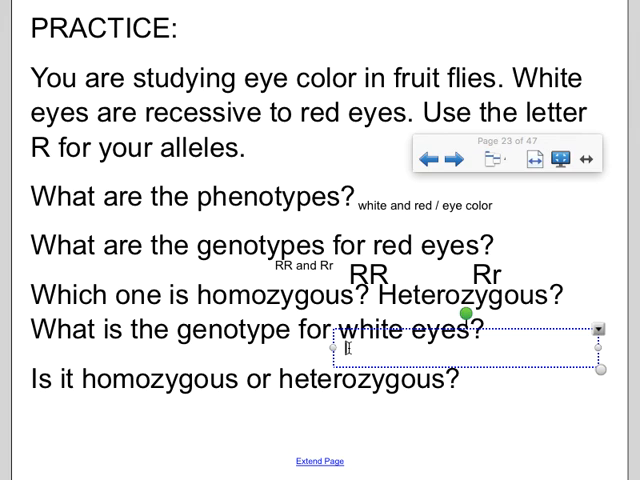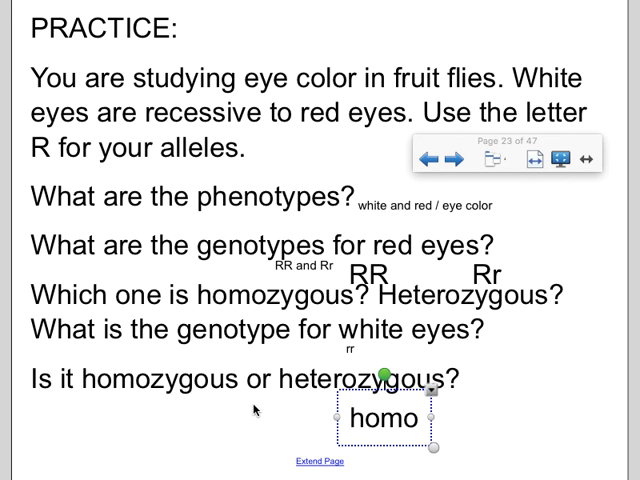Alright, the genotype for white eyes? Little R, little R. Is this homo or hetero? Really? Is that really hetero? No, it's homo, because the letters are the same. They're little R, little R.